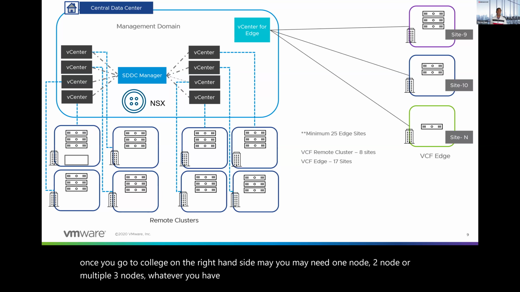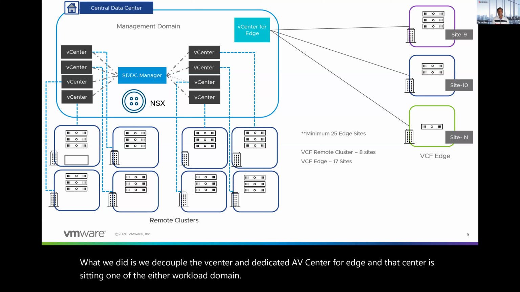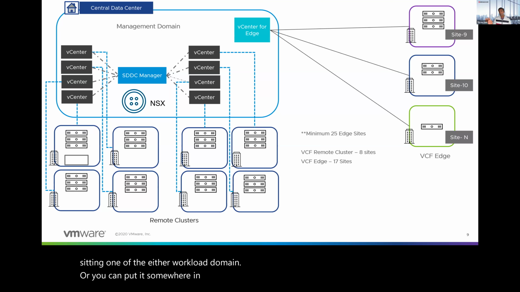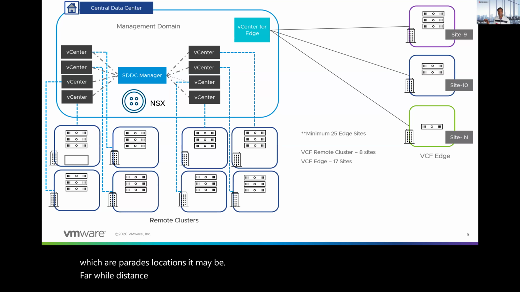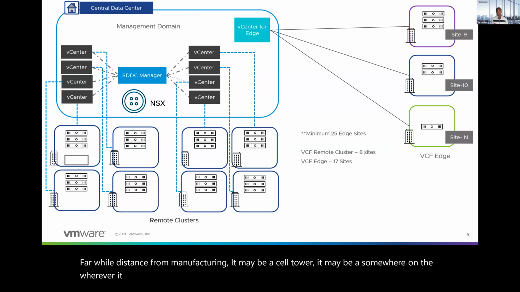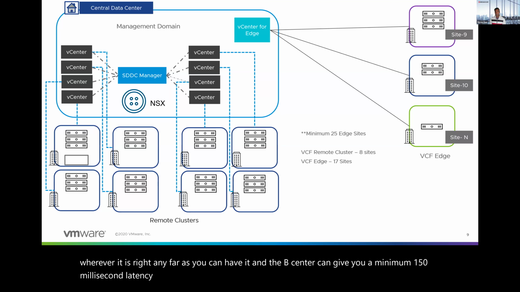What we did is we decoupled the vCenter and dedicated a vCenter for edge. And that vCenter is sitting in either one of the workload domains, or you can put it somewhere in the management data center, right? And then manage other edge sites, which are like far edge locations. It may be a far wide distance from manufacturing. It may be a cell tower. It may be somewhere on the ocean or wherever it is, right? Any far edge you can have, and the vCenter can work with a minimum 150 millisecond latency connectivity. That way you can manage those edge sites from a central location or a regional location.